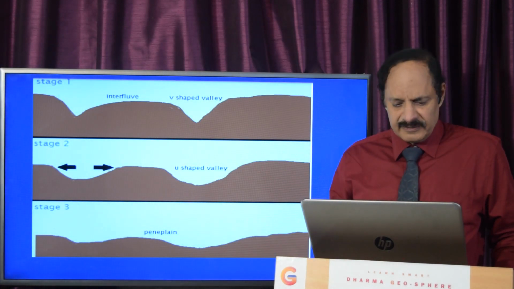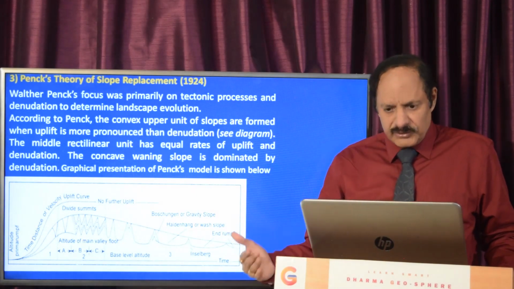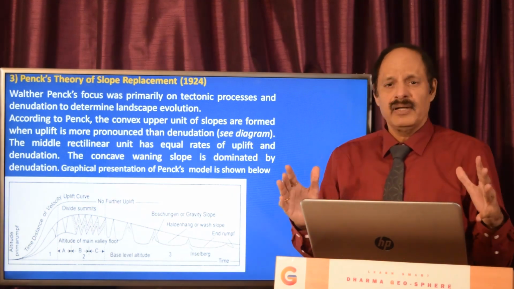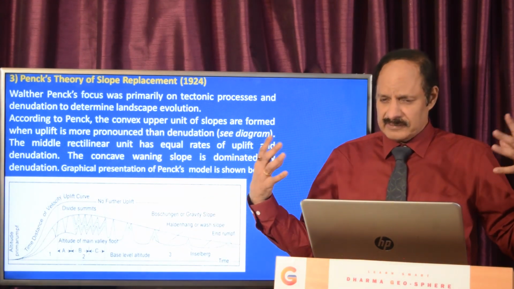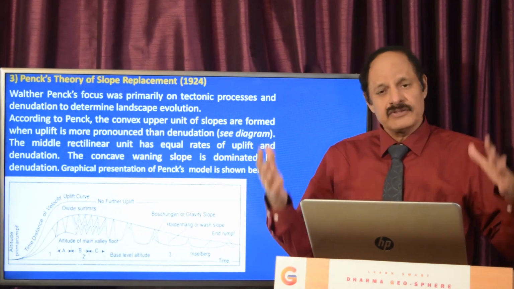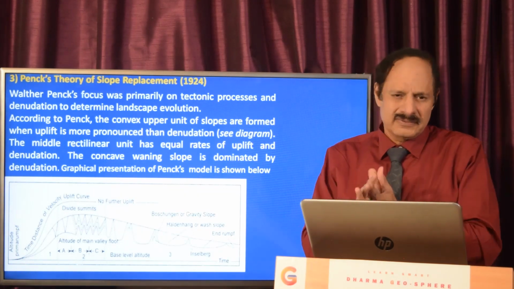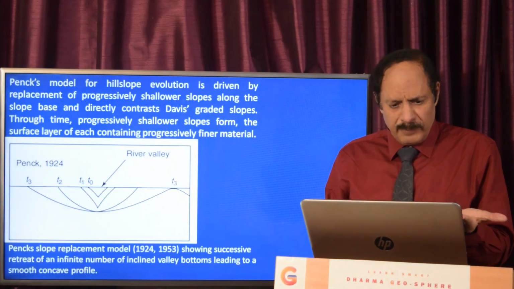You can see here, then Penck's theory. Penck focused on the tectonic process. The difference between Penck and Davis is that Penck believed that both upliftment and denudation occur together, or simultaneously, whereas Davis thought that first uplift occurs and only after uplift does erosion start, which is unlikely in nature. So this is Penck's model.